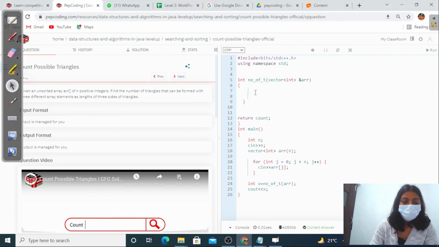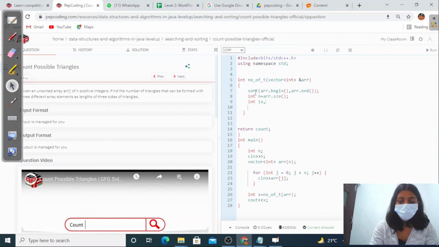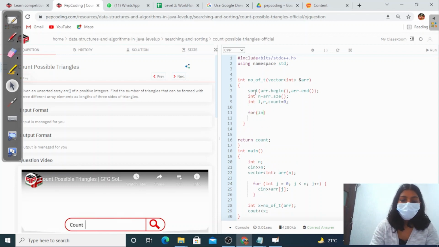So let's try to sort this. First of all, we have to sort our array, arr dot begin, arr dot end. All right. Now make a variable int n equals arr dot size. Make variables low, second highest, or let's say left, right, and count, which is initially equal to 0. Now run a loop for int I equals n minus 1, I should be greater than or equal to 2, I minus minus.